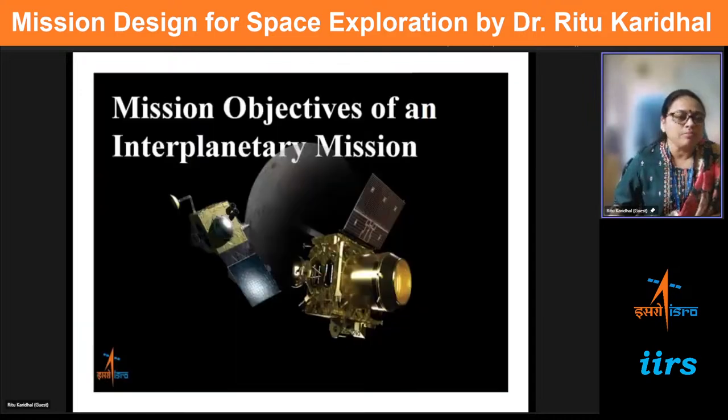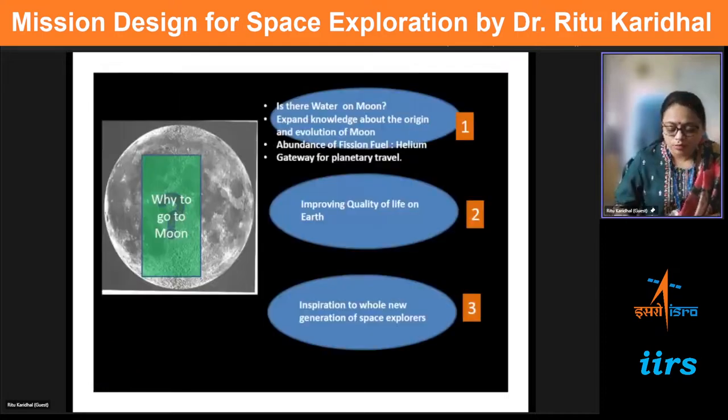I'll be covering just a few of the interplanetary missions, because today's topic is only the interplanetary mission. So I'll cover the mission objectives of an interplanetary mission. Many of us will be wondering why we have to go to the moon, go to Mars, do all these space explorations. What is the need for all this? And how are the mission objectives derived from these needs?